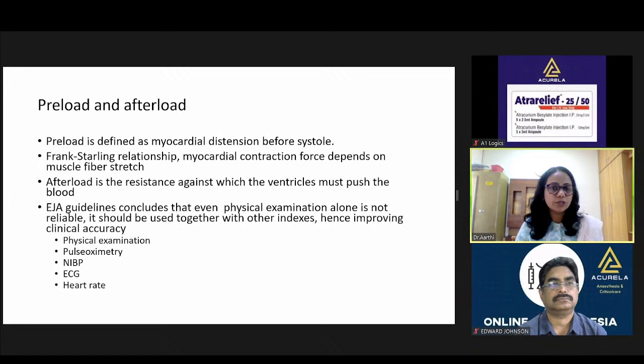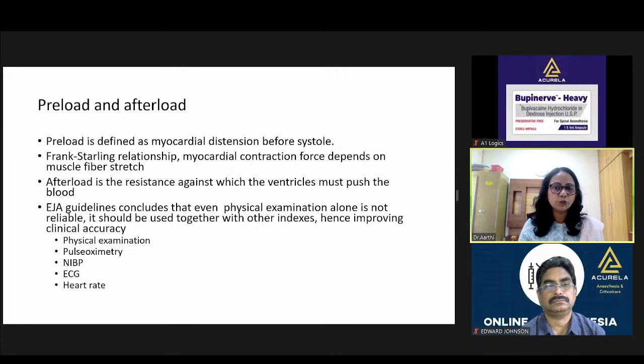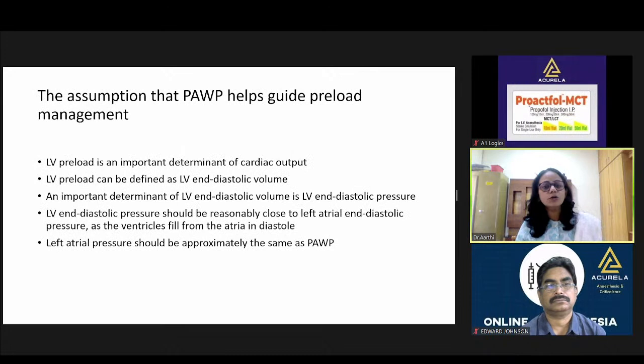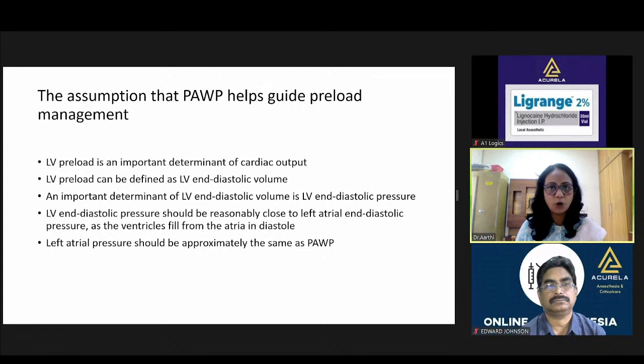Preload is defined as the myocardial distension before systole, and with respect to the Frank-Starling relationship, the myocardial contraction force depends upon the muscle fiber stretch, which is exactly the preload. Afterload is the resistance against which the ventricles must push the blood. The European guidelines suggest that, apart from the clinical assessment, all these parameters should be guided with the physical examination, with basic monitoring devices, and along with advanced hemodynamic monitoring devices. So why does pulmonary capillary wedge pressure help to guide the preload? How does the wedge pressure reflect the preload of the left ventricle?